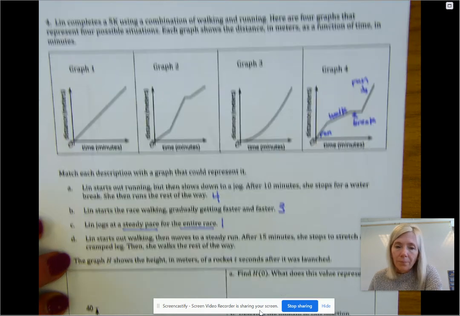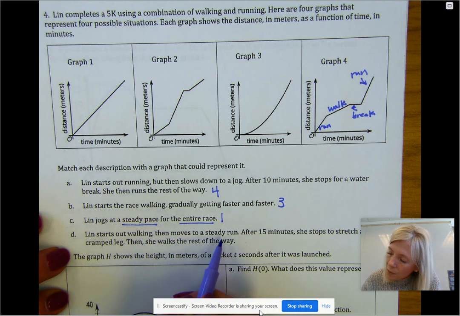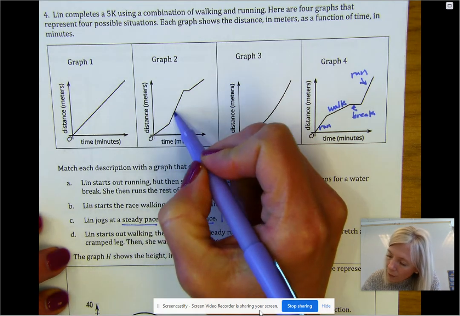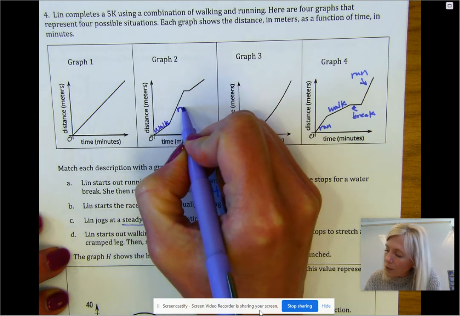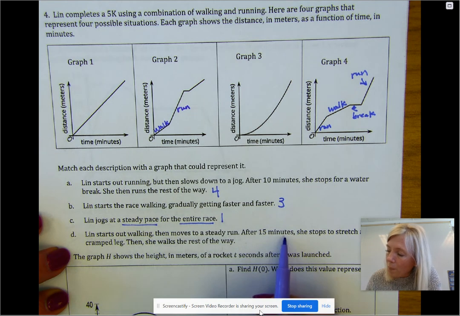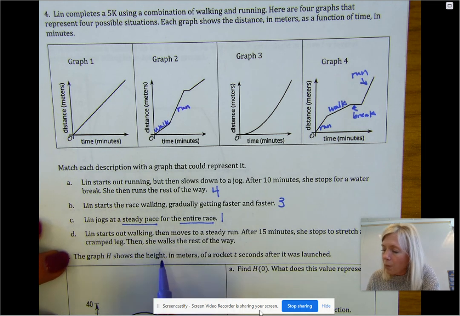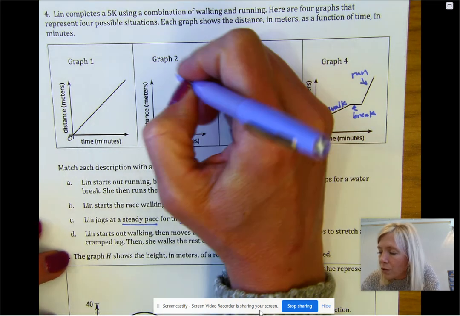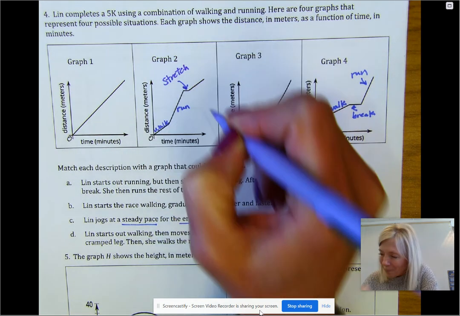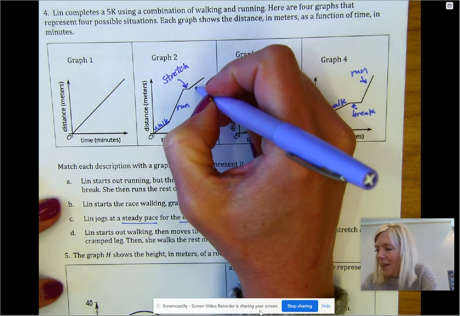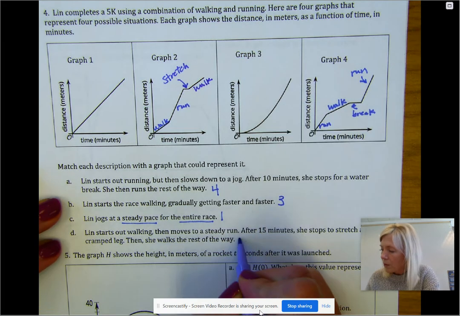And then finally, Lynn starts out walking, then moves to a steady run. So that's this one, slow and then faster for running. So here's the walk, it's not as steep. And then here's the run where it's steeper. After 15 minutes, she stops to stretch a cramped leg and then walks the rest of the way. So here's where she stretches. And then she walks the rest of the way, so it's not as steep. So that is graph number 2.